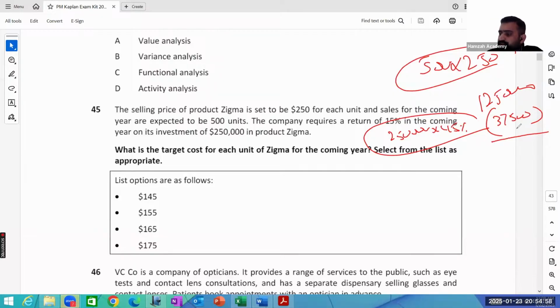So if you take the difference, 125,000 minus 37,500, your total target cost is 87,500, and you need it per unit. So you will divide it by 500. So the answer is 175. 175 is your answer.